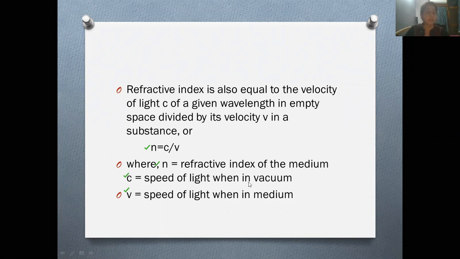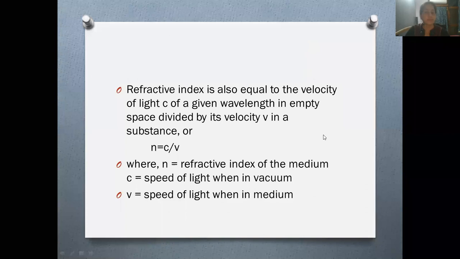Means when the light passes from vacuum to the medium, the light bends. And how much light bends? We will calculate with n is equal to c upon v, where c is the speed of light in a vacuum, and v is the speed of light in a medium. So these are the two formulas of refractive index.